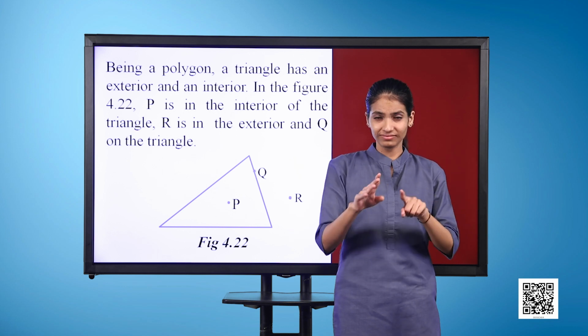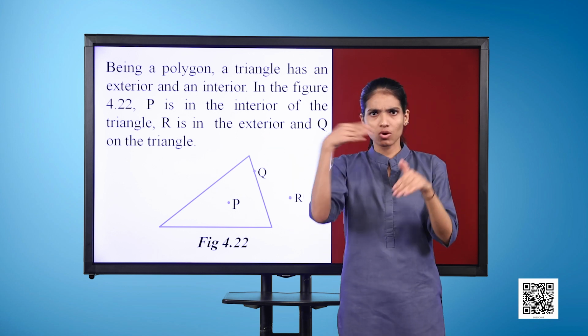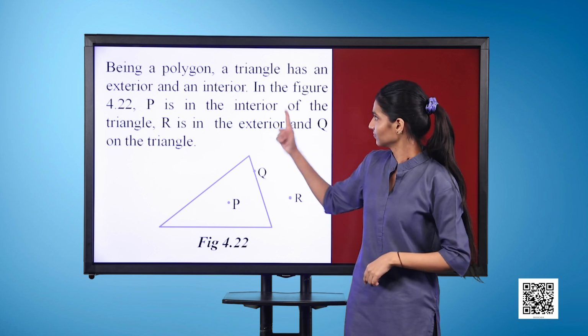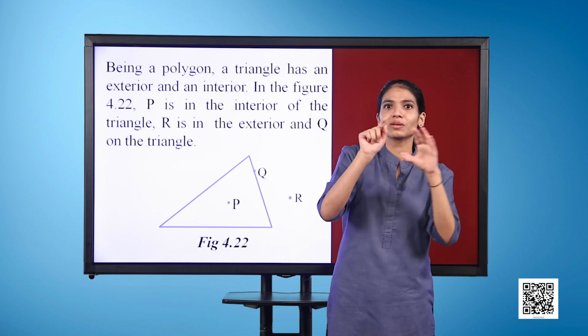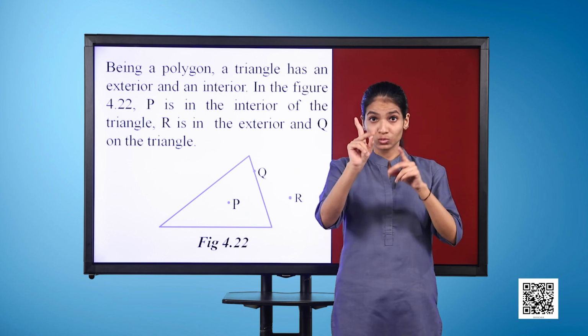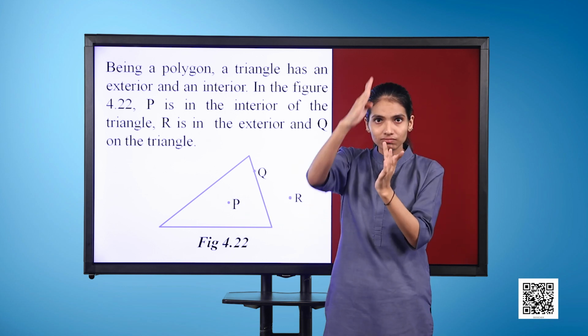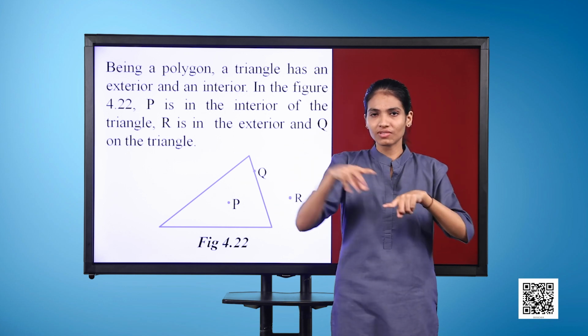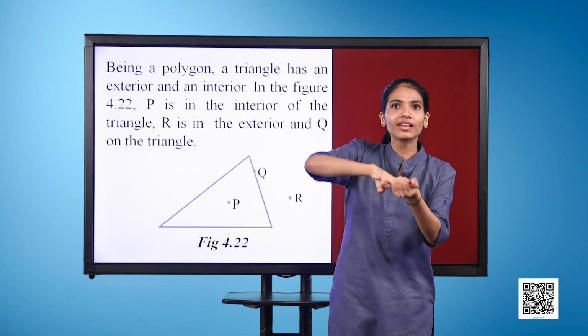Being a polygon, a triangle has an exterior and an interior. In the figure 4.22, P is in the interior of the triangle, R is in the exterior, and Q on the triangle.